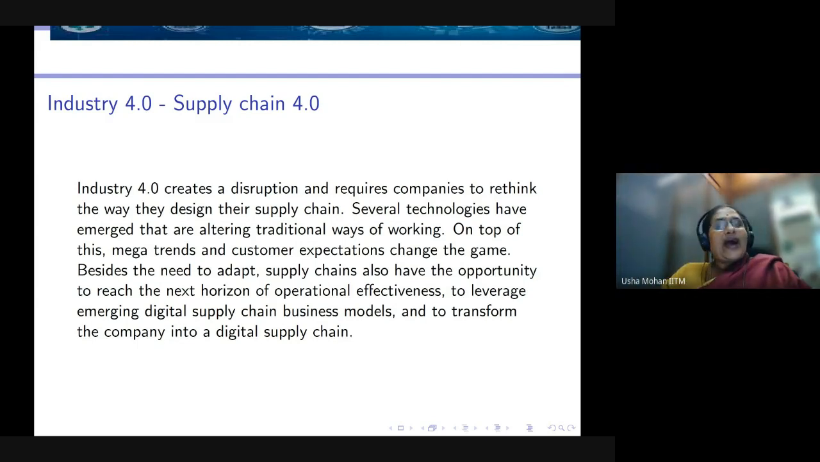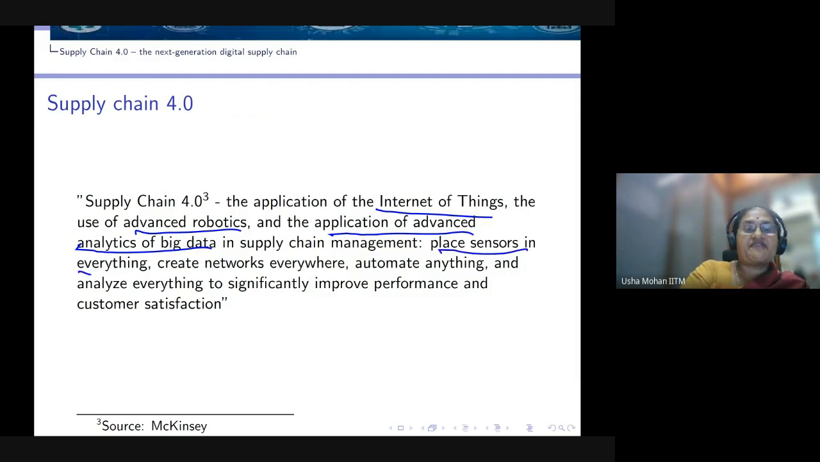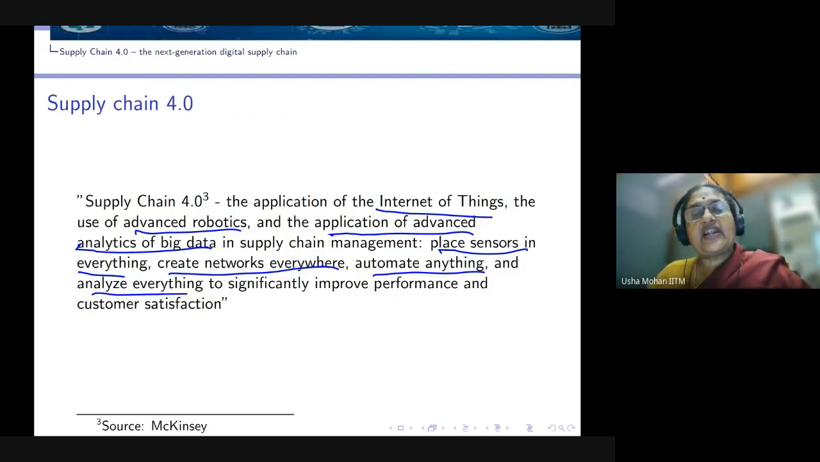The way McKinsey has defined or presented supply chain 4.0 is the application of Internet of Things, also referred to as IoT, advanced robotics, and the application of advanced analytics of big data, and place sensors everywhere, create networks everywhere, automate everything, and analyze everything to significantly improve performance and customer satisfaction.